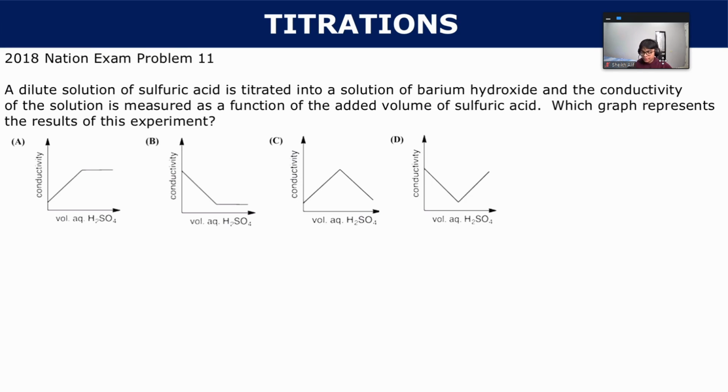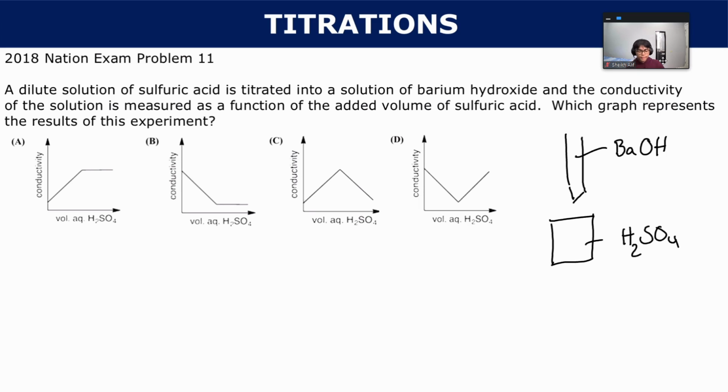A dilute solution of sulfuric acid is titrated into a solution of barium hydroxide, and the conductivity of the solution is measured as a function of the added volume of sulfuric acid. Which graph represents the results of this experiment? So let's draw what this looks like. So we have a titration of barium hydroxide, and that's going into a solution of sulfuric acid, H2SO4. And so remember, sulfuric acid is a strong acid.